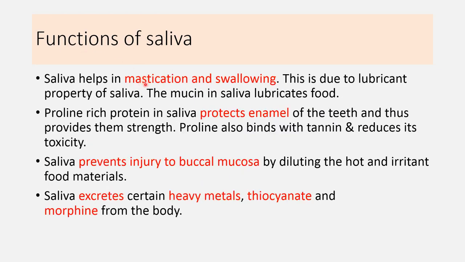Saliva helps in mastication and the swallowing process because of its lubricant property, due to the presence of mucin in saliva. Proline-rich protein in saliva protects the enamel of the teeth and thus provides them strength. Proline-rich protein also binds with tannin and reduces its toxicity. Saliva also prevents injury to the buccal mucosa by diluting hot and irritant food materials. And saliva excretes certain heavy metals, thiocyanates, and morphine from the body.